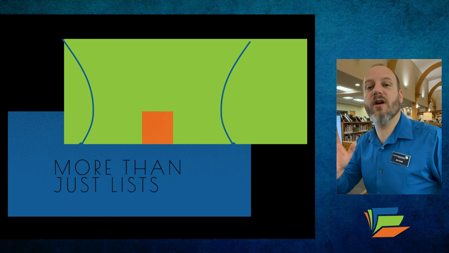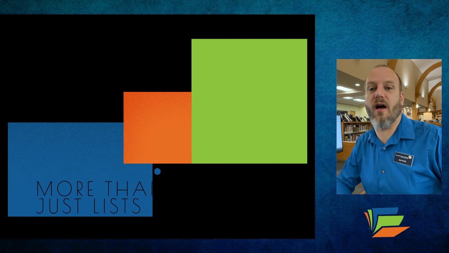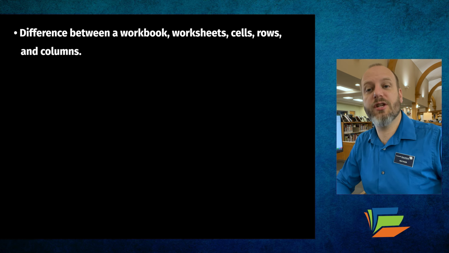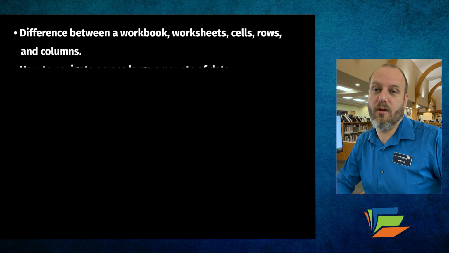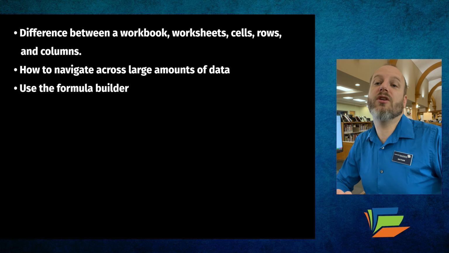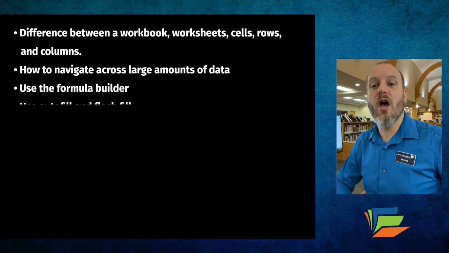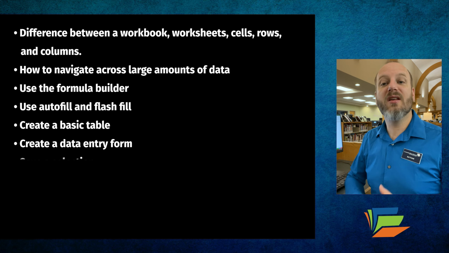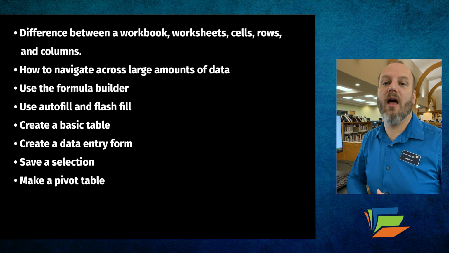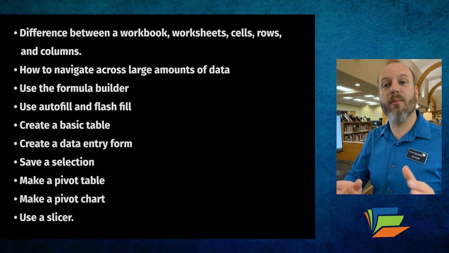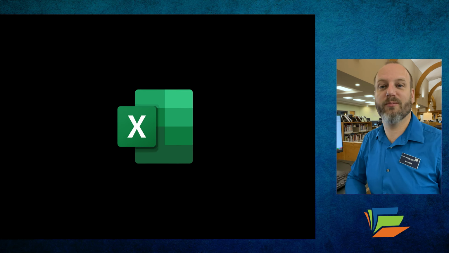This video is going to cover some basic aspects of using Microsoft Excel. We are going to learn the difference between a workbook, worksheets, cells, rows, and columns. We're going to look at how to navigate across large amounts of data. We are going to use the formula builder to make a couple formulas, use Autofill and FlashFill, create a basic table, a data entry form, save a selection, make a pivot table, a pivot chart, and learn how to use a slicer. But don't worry, I'm going to timestamp each section in the description so that you can navigate to them quickly if you need to.